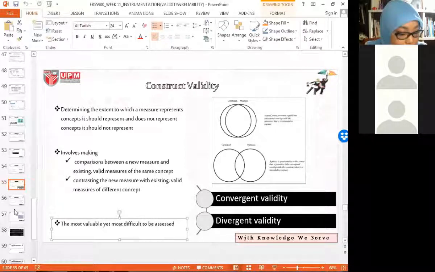Okay, so next one is the construct validity ni consists of two types. Okay, convergent validity and divergent validity. Converge, diverge. Okay.